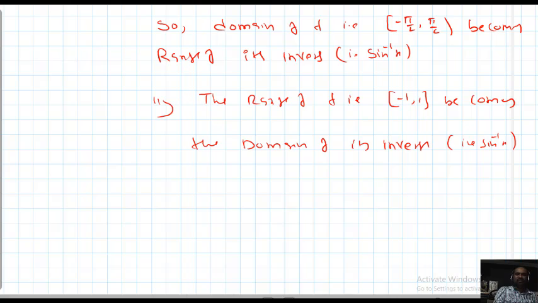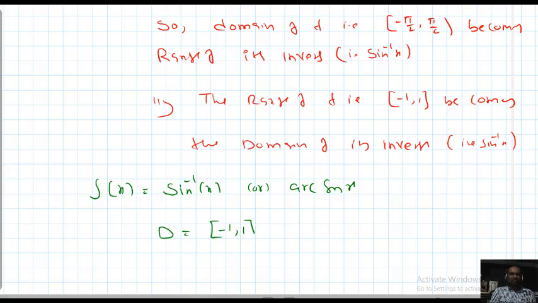Students, this is very important. So I am finalizing. F of x equal to sin inverse of x, or arc sin x, both are the same. What is the domain? Domain equal to minus 1 to 1, don't confuse. Range equal to minus pi by 2 to pi by 2. Sin inverse of x, your input is this, your output is this. Okay, so this is about the sine function.